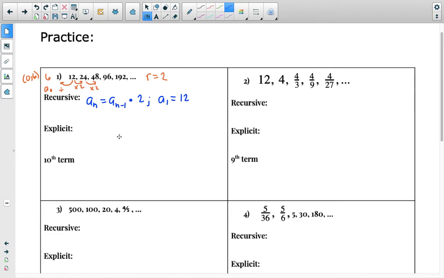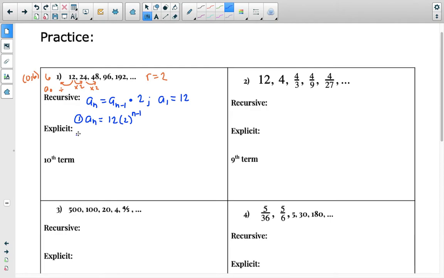The explicit, there are two different explicit forms. There is the a sub n form and then the exponential equation form. So our first way of writing it is using the a sub n. So a sub n is equal to our a sub 1, which is 12, times our common ratio, which is 2, raised to the n minus 1. And this is our explicit form for a sub n.